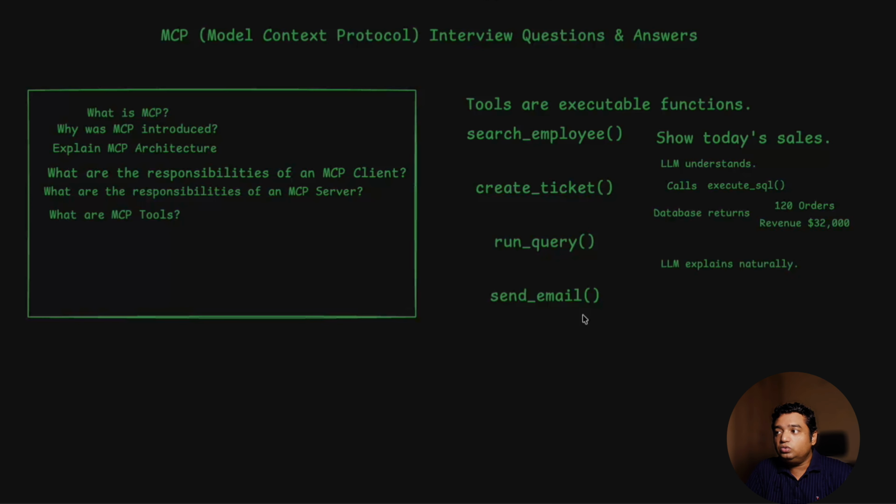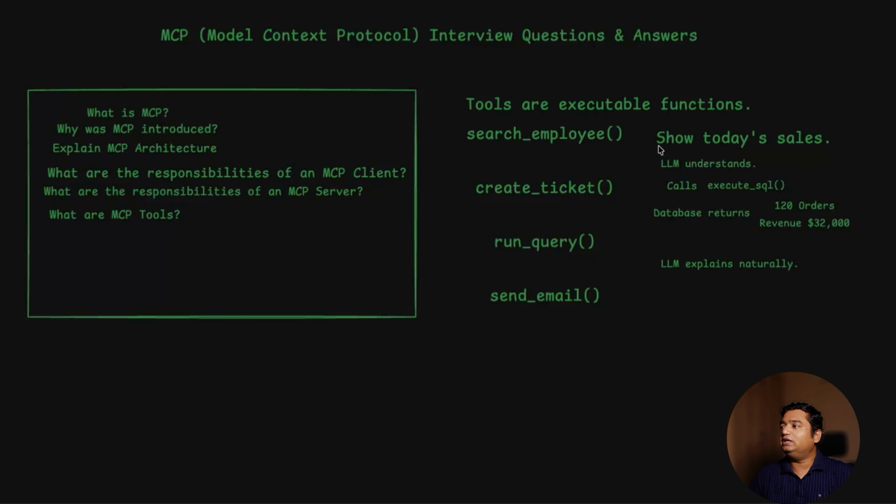Unless that tool capability is created in the form of a function. For example, if you have a run query function created in Snowflake, then you can perform the run query, but you cannot edit any table because that function or tool has not been created. So these are the tools and these are the executable functions.